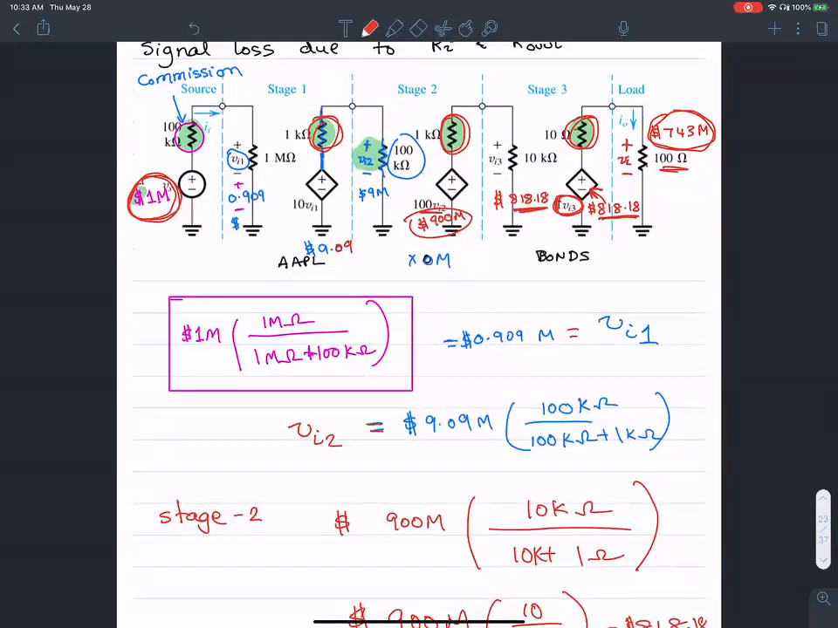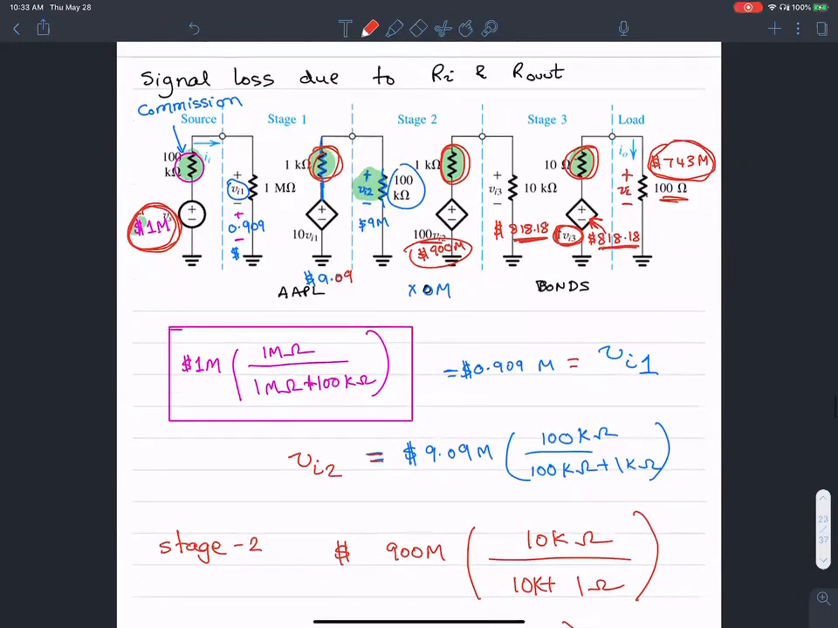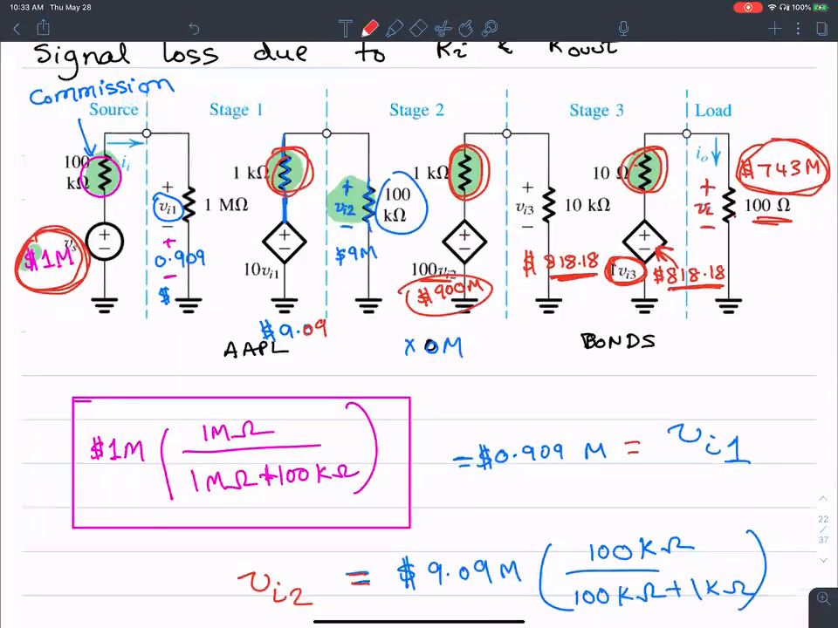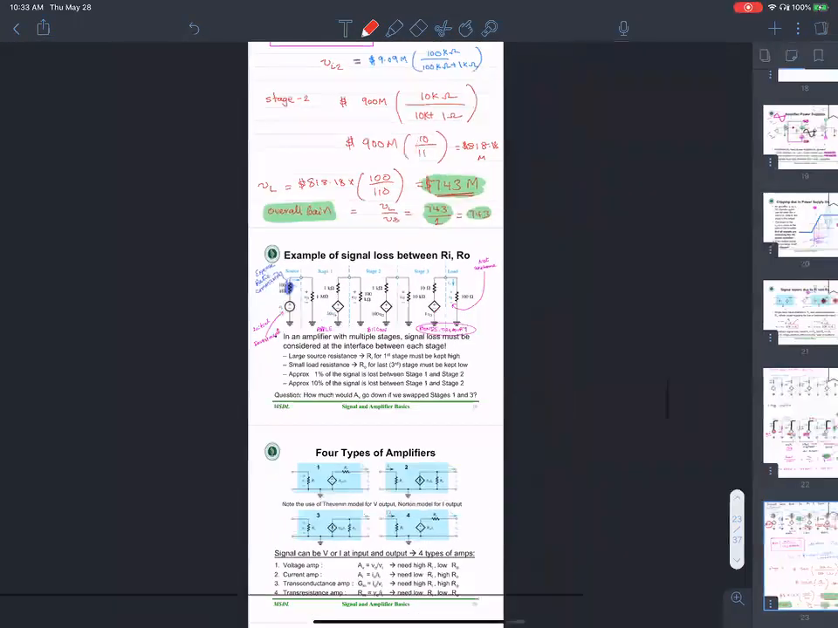Okay, I have a question. So what's the purpose of cascading multiple amplifiers instead of having one with, let's say, 1,000 gain? That's a very good question. You might want to also ask as to why.